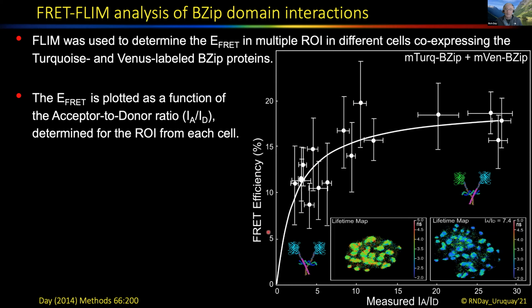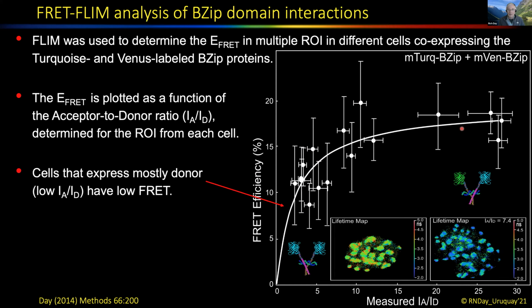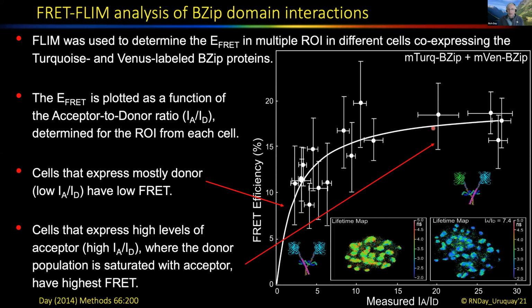And then we simply plot FRET efficiency as a function of the acceptor to donor ratio for each cell. And what we have is cells that have a lot of donor are going to have low FRET efficiency. Cells that have a high acceptor, that donor population is going to be saturated. And so this is going to be the maximum FRET efficiency for that particular pair, in this case, the BZip domains of C/EBP alpha. And so by plotting this, we're able to determine what the maximum FRET efficiency is for a particular pair of fluorescent proteins. So this is the dimerization of the BZip, the DNA binding domains of C/EBP alpha.